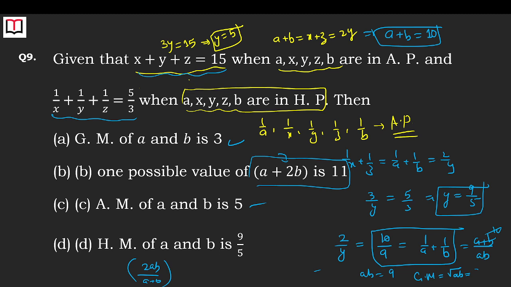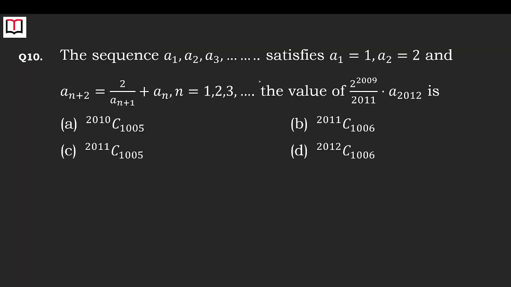So can we find the value? Of course we can. See, we have ab, which is 9, and we have a plus b. So 9 plus 1 is a direct one which we satisfy. So a is 9, b is 1, so a plus 2b is 11. That is also one of the possible values. So I think all the four options are correct, but the sequence must satisfy this and this and this.